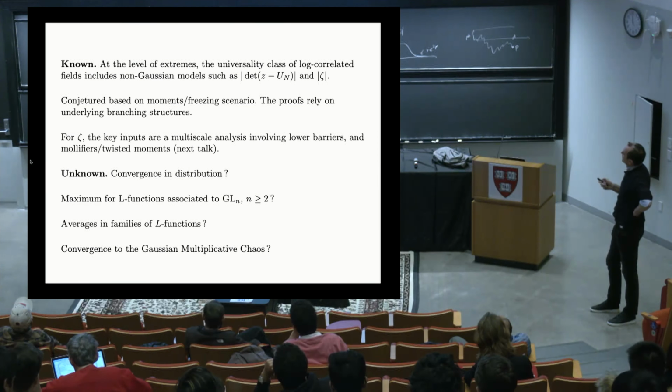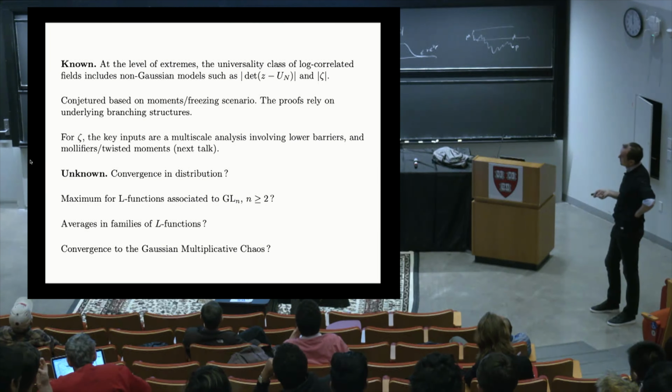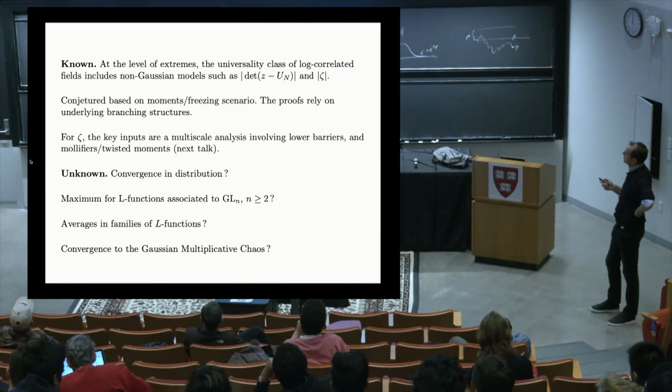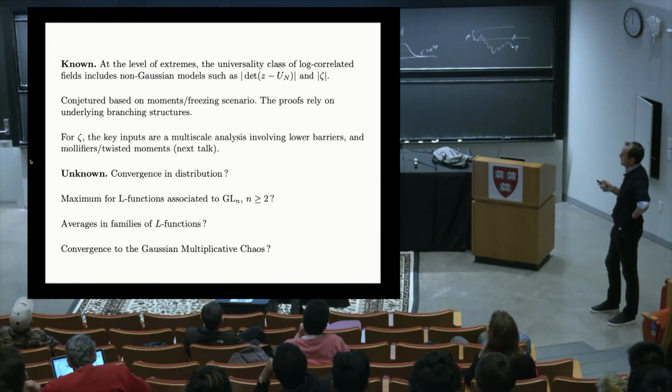And to make a proof of this, we need to rely on Bramson's ideas and exhibit branching structures. And for Zeta, the key input will be a new multiscale analysis and some mollifiers and twisted moments. I will come to that in the next talk.